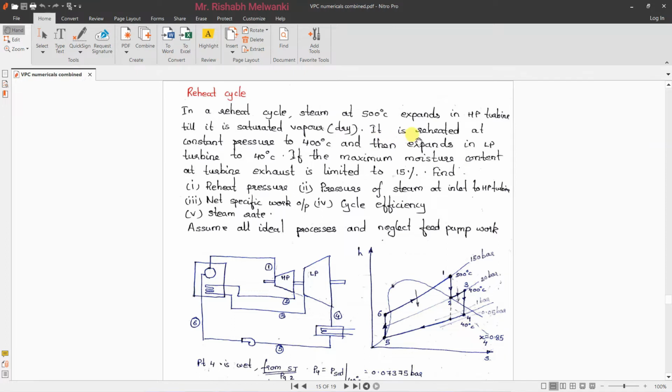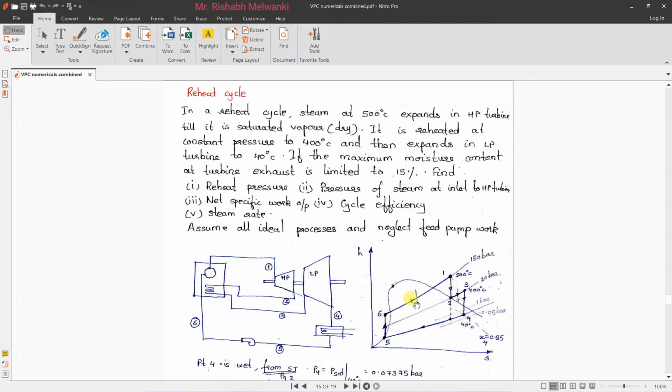Next, it is reheated at constant pressure to 400 degrees Celsius, and then it expands in the LP turbine to 40 degrees Celsius. So here you can see point number 4, temperature is 40 degrees Celsius. If the maximum moisture content at turbine exit is limited to 15%, so at point number 4, maximum moisture content is limited to 15%, means dryness fraction is 1 minus 0.15, that is 0.85.